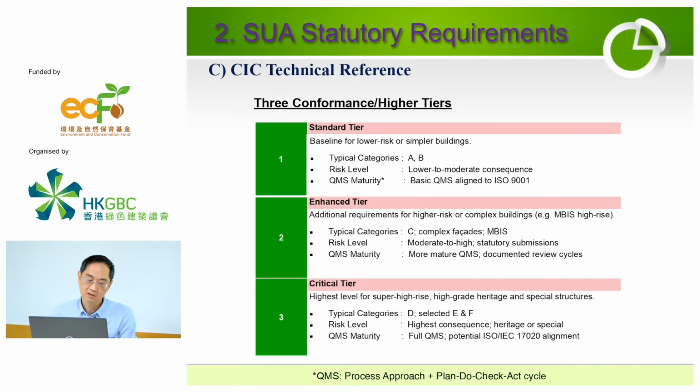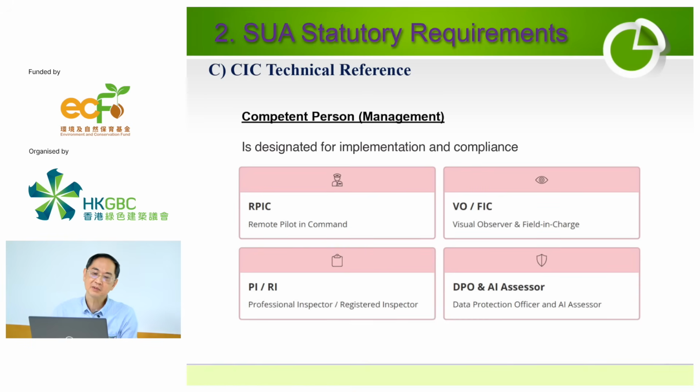And we don't want the SUA to fall down, or anything from the payload to hit or damage the heritage buildings. So a full QMS is needed, and we also need to align with ISO IEC 17020. It also includes some competent persons to do the building inspection or the MBIS. So in fact, we have the remote pilot in command according to the requirements of the CAD. And we will have a visual observer and field in charge. On the other hand, the Buildings Department also requires a professional inspector, a registered inspector.